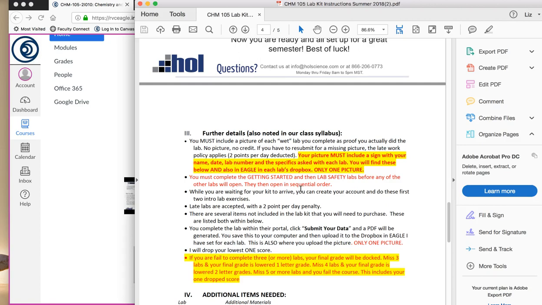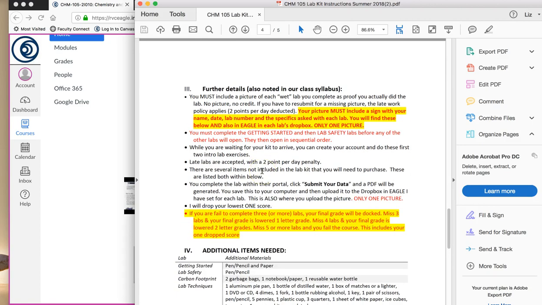So again, not only are you uploading the lab document, a PDF that the hands-on learning folks will generate for you online when you complete your lab on their website, but you also have to upload a picture. One picture, everything has to be in it. All right, again, you can read all this. My late lab policy, 2 points per day. There's no exception to this, even for the week 1 if you don't have your kit yet.